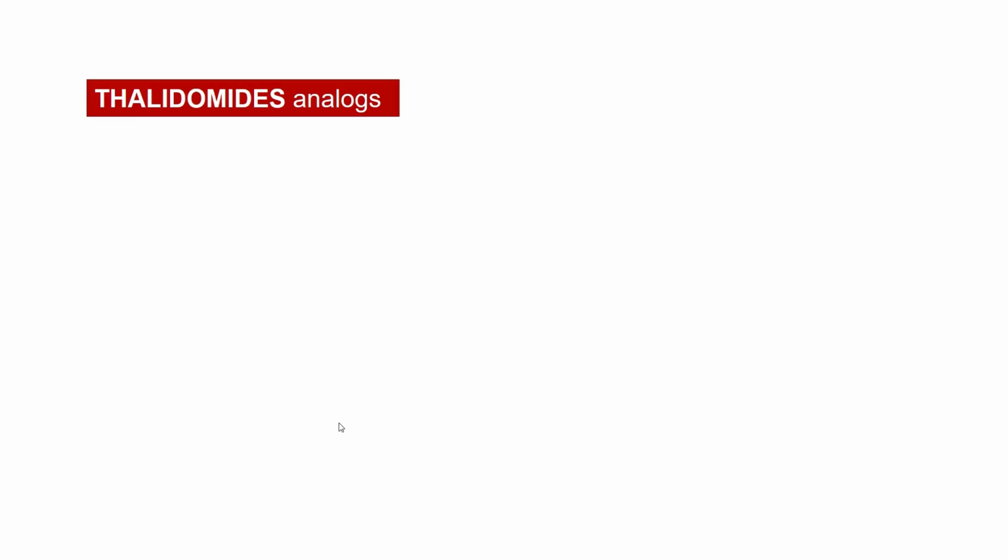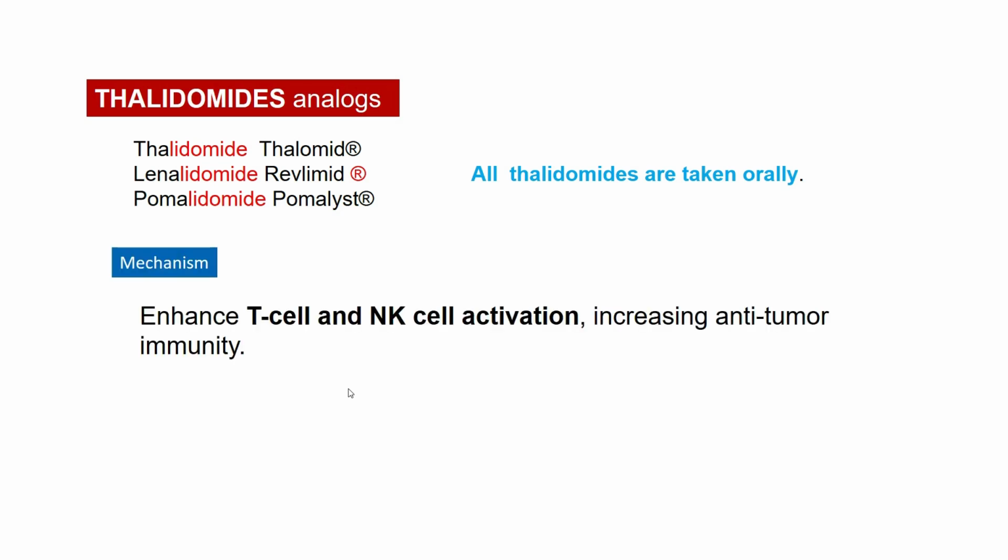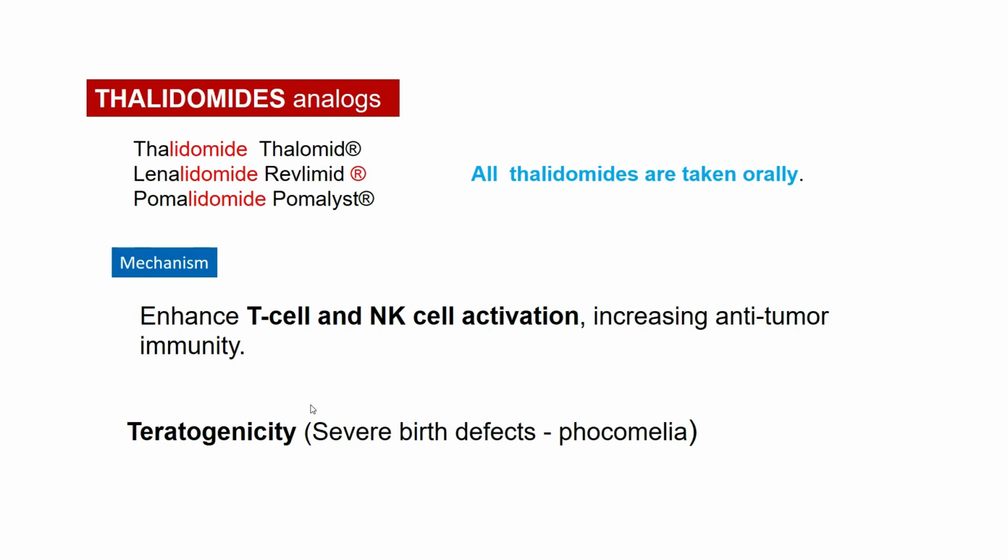All right, next is thalidomide, which is very rarely used because of severe toxicities. Thalidomide is given orally, and it does enhance T cell and NK cell activation, increasing anti-tumor immunity. Although it has more than one mechanism, this is the primary mechanism of action. These drugs are known for serious teratogenicity. Of course, all anti-cancer drugs are not used in pregnancy, but in all cases, never use these drugs in pregnancy.